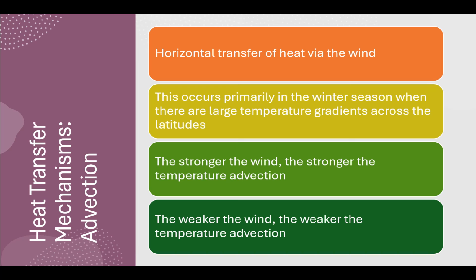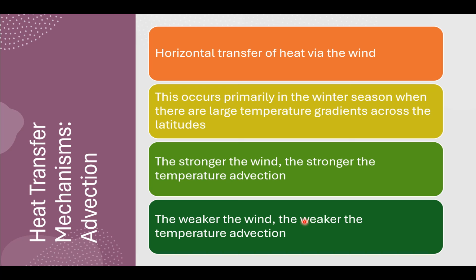latitudes. Here's an example. On a cold winter day, in the heart of winter, a day in January may feature a temperature of 70 in New Orleans, but it might be -10 up in northern Minnesota. That's a large temperature gradient across those latitudes. So the atmosphere gets really smart and creates storms, low pressure systems, and those storms really allow for warmer air to move north, colder air to move south, and that is advection.